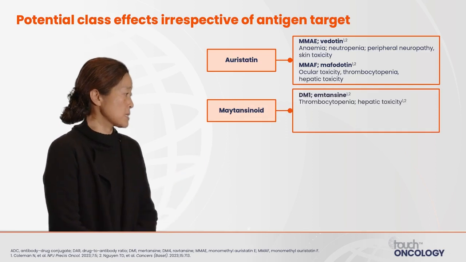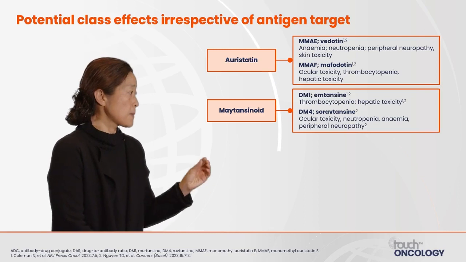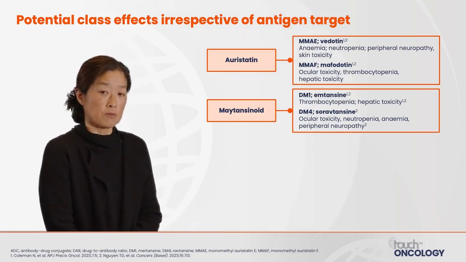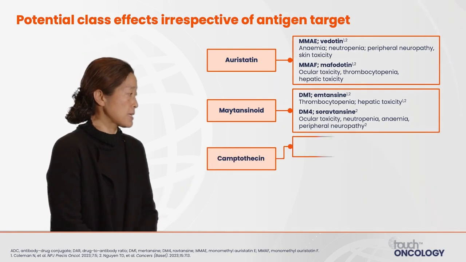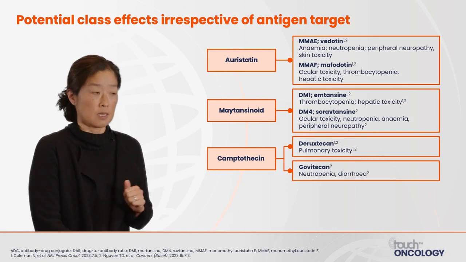Among the maytansinoids, DM1 has been associated with thrombocytopenia and hepatic toxicity. DM4, ocular toxicity, cytopenia such as neutropenia and anemia or peripheral neuropathy. And then the camptothecans, deruxtecan associated with pulmonary toxicity, govitecan with neutropenia and diarrhea.